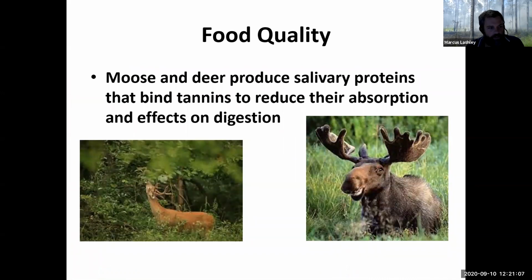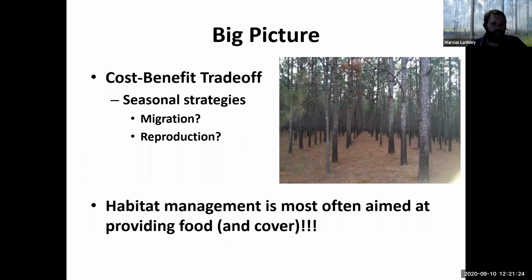So this is what I was talking about, the salivary proteins that can bind tannins, and a lot of our cervids in particular, so these are both cervids, they're ungulates, they are really well adapted to deal with plant defenses because they make their living on eating plants, right? So all of this is pretty important to understand when we're talking about a cost benefit ratio, how that influences management. Ultimately, cover and water are essential also.